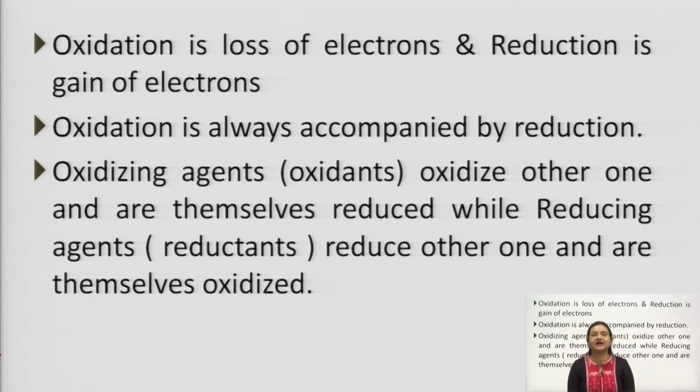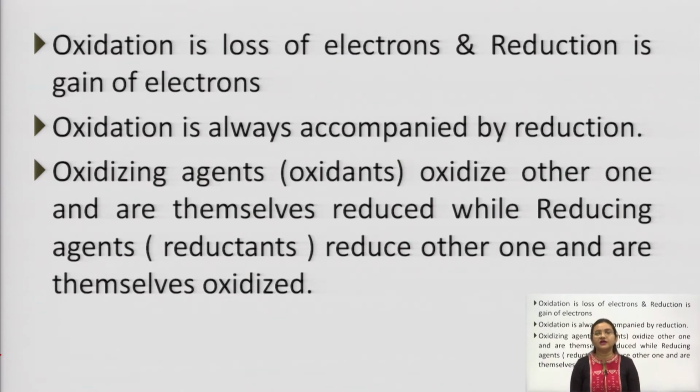So, we can say that oxidation is a loss of electrons, and reduction is a gain of electrons. Oxidation is always accompanied by reduction. That is why I am repeating again and again that oxidation and reduction reactions occur simultaneously, hand in hand, both complementary to each other. If one of the reactions is stopped, then the other one will automatically stop by itself.